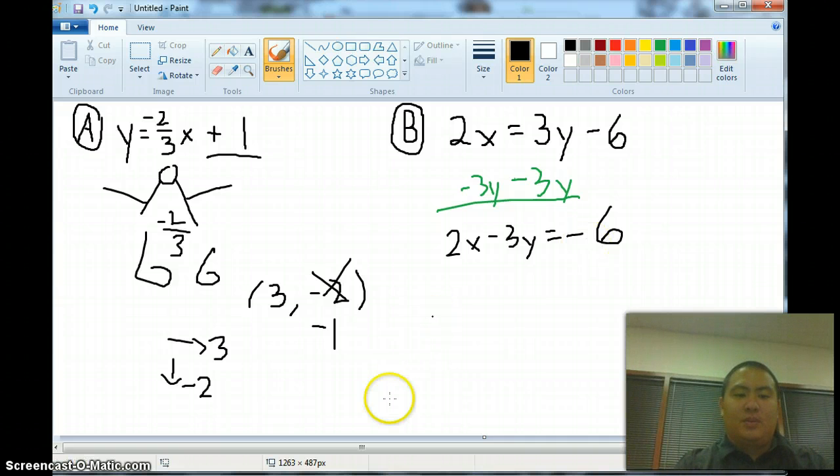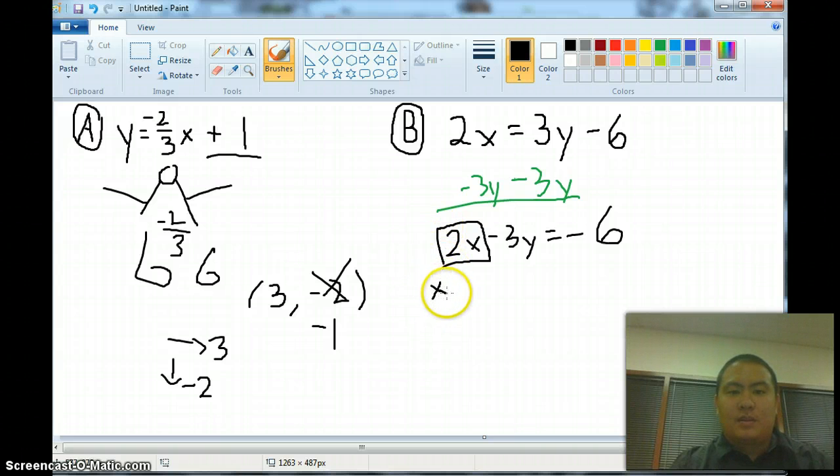People like standard form more because it's a lot easier. And to do standard form, you do this. If I'm looking for the x-intercept, I only look at this. Only the x's. X-intercept. Okay? So let's look at the x-intercept first.